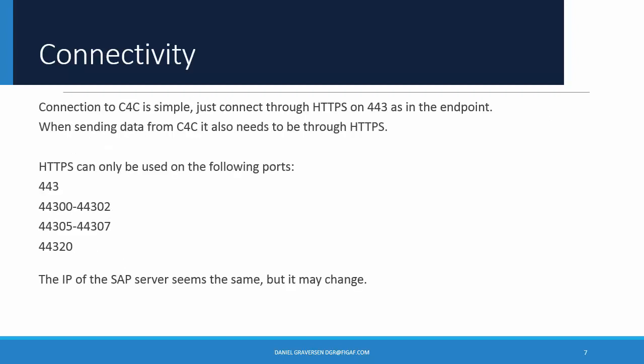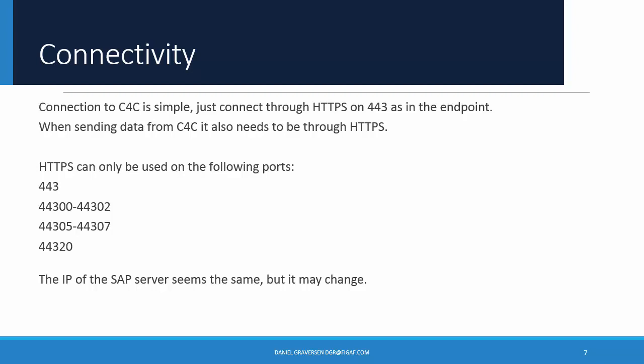So when we're dealing with connectivity, there are some things you need to learn before you can deal with this. One thing is, well, Cloud for Customer just wants to use HTTPS, which is just fine. It's sending data. Our big challenge was when we wanted to get data from the Cloud for Customer C4C system to our internal system.